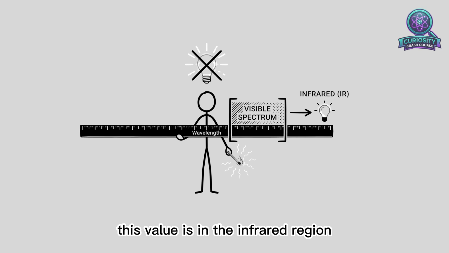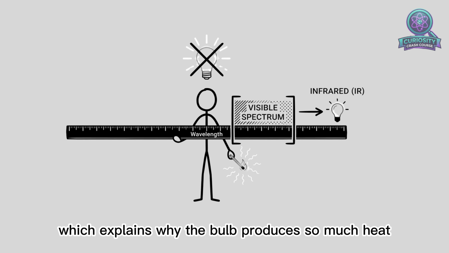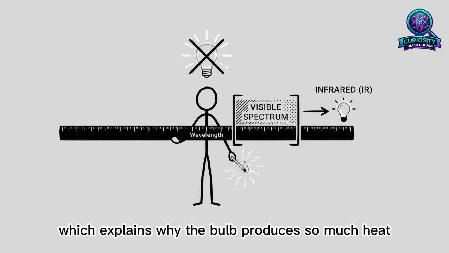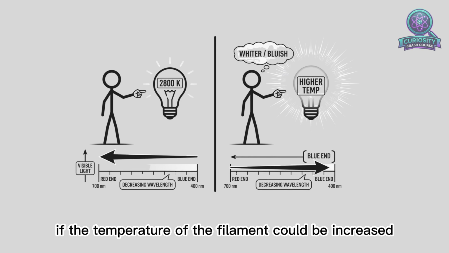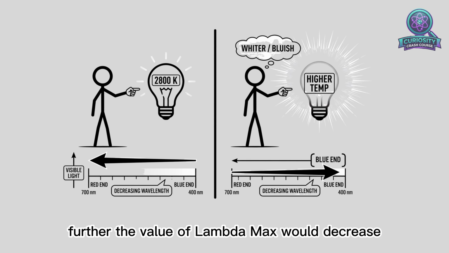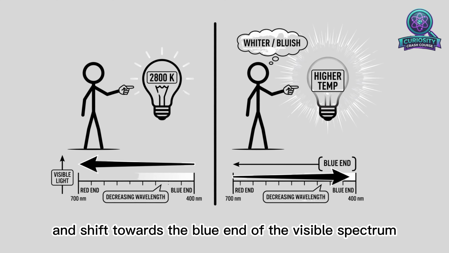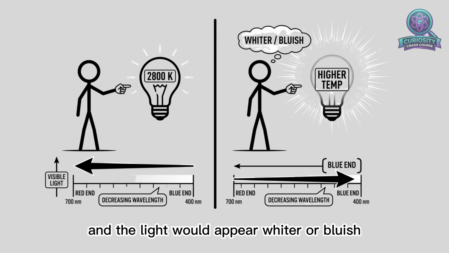This value is in the infrared region, outside the visible spectrum, which explains why the bulb produces so much heat, not light. If the temperature of the filament could be increased further, the value of lambda max would decrease and shift towards the blue end of the visible spectrum, and the light would appear whiter or bluish.